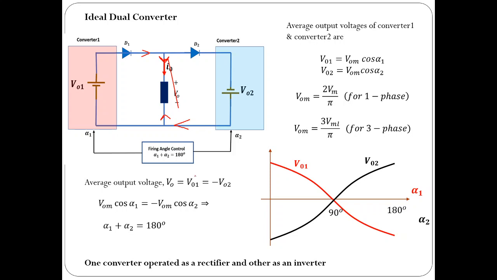In this particular ideal dual converter case, you can see that if both are operating at a time, one must be operated as a rectifier and the other must be operated as an inverter, right? For example, if alpha 1 is equal to 30 degrees, that is less than 90 degrees, then alpha 2 must be equal to 150 degrees. From this relation you can see that if converter 1 is in rectifier mode, then converter 2 must be in inverter mode. Then only this relation is going to be valid. Operation would be proper if and only if one is acting as a rectifier while the other is acting as an inverter.